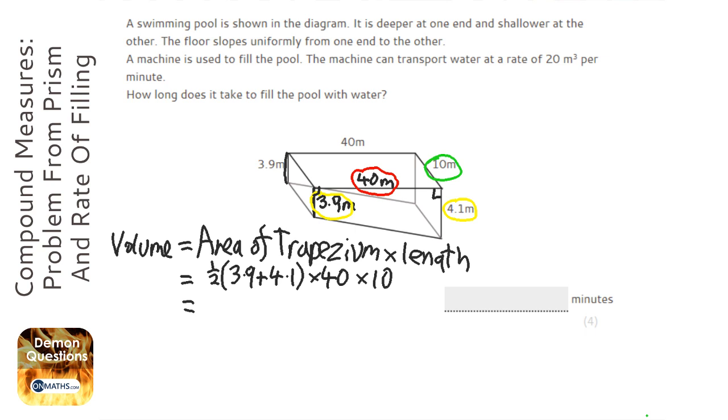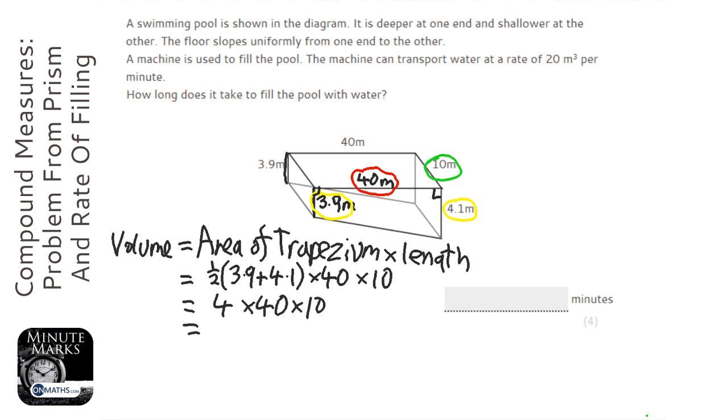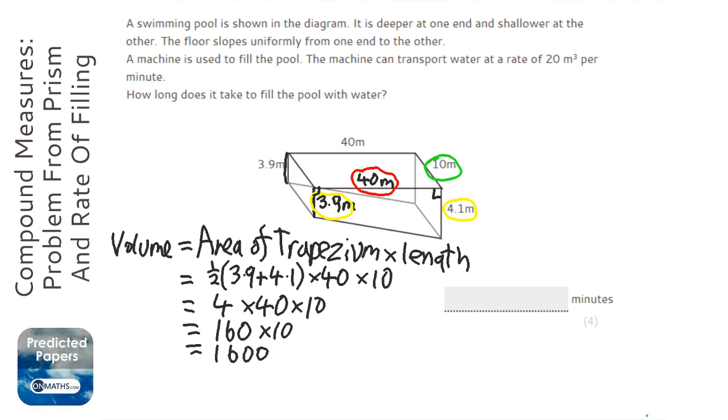Okay, 3.9 plus 4.1 is 8, and half of 8 is 4. Okay, 4 times 4 is 16, so 4 times 40 is 160, and then that's going to be 1,600, and that's meters cubed. Although we don't need to necessarily show our units until the end. I'm just going to show it's meters cubed.